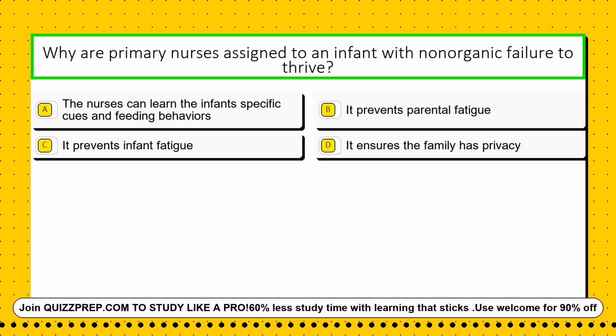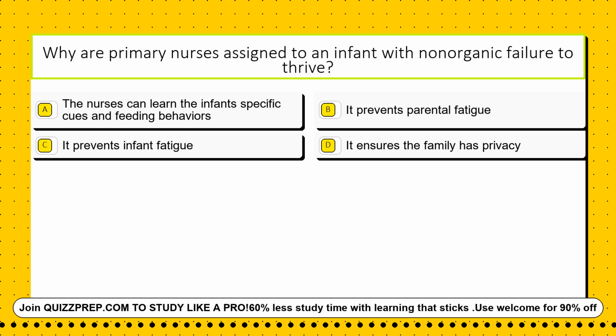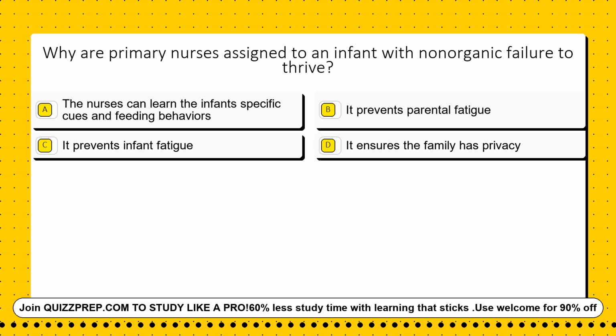Question 111. Why are primary nurses assigned to an infant with non-organic failure to thrive? Option A. The nurses can learn the infant's specific cues and feeding behaviors. Option B. It prevents parental fatigue. Option C. It prevents infant fatigue. Option D. It ensures the family has privacy.